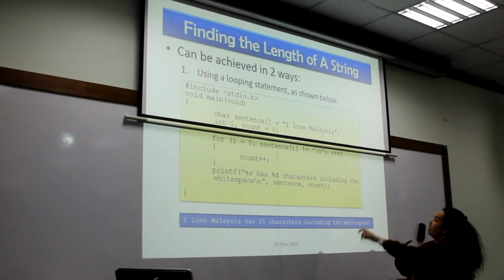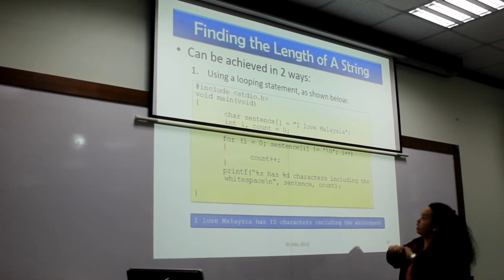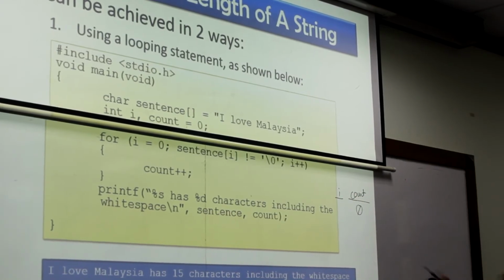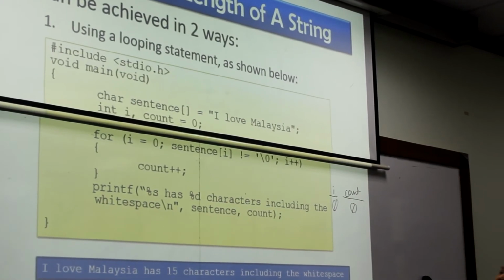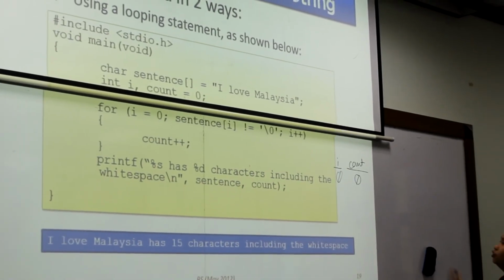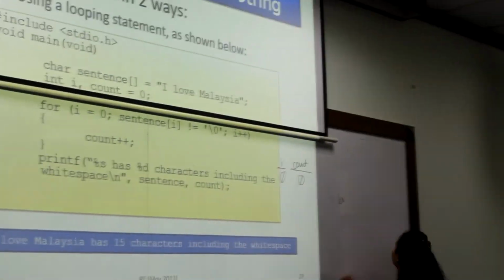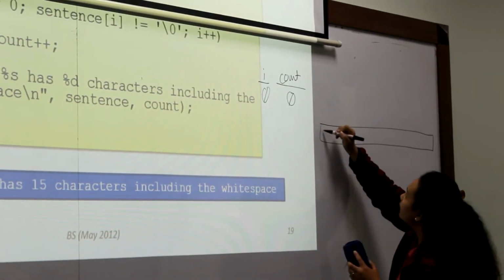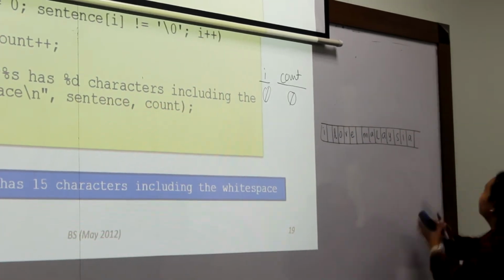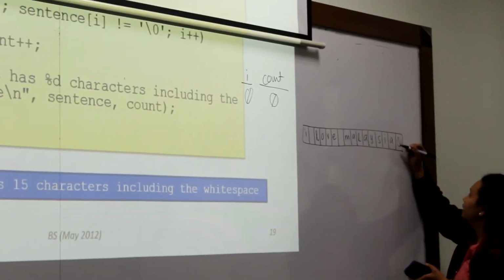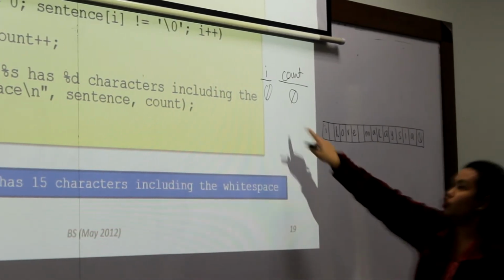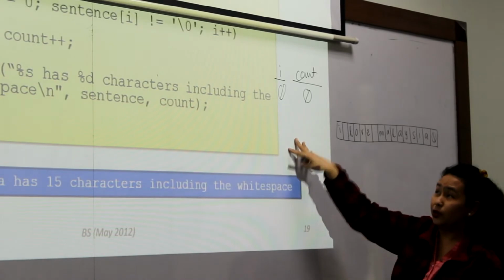Alright, so sentence, I love Malaysia. Integer i, count equals to 0 now. Okay, so I have i over here. Right. So for i equals to 0, sentence[i]. So what is i? 0. So sentence[i], I should draw for you guys, right? Remember your characters, okay? Alright, so I love Malaysia. For i equals to 0, sentence[i] not equals to null.